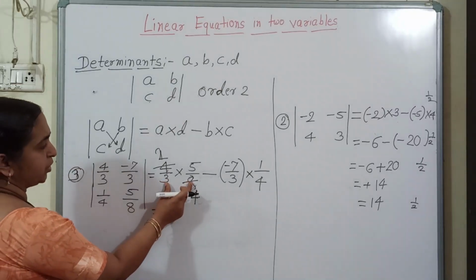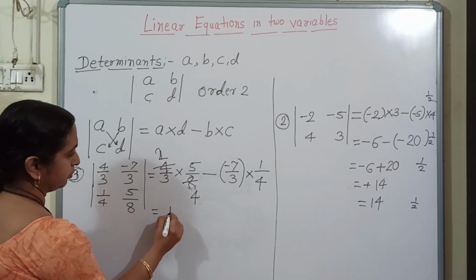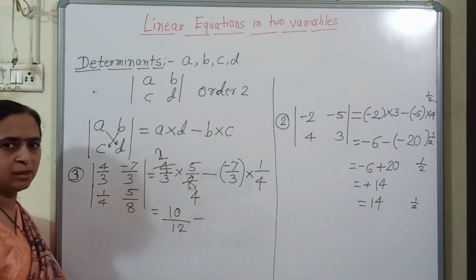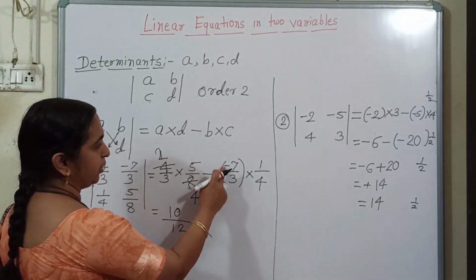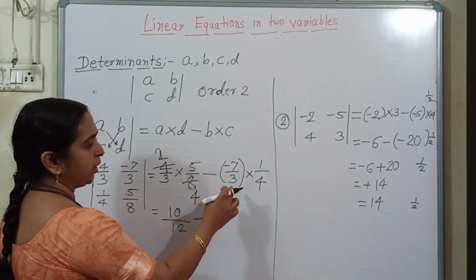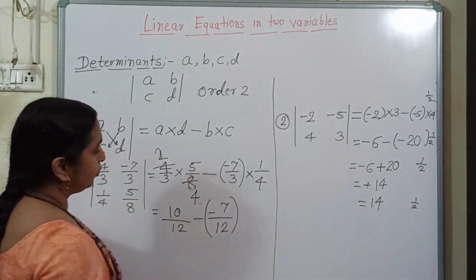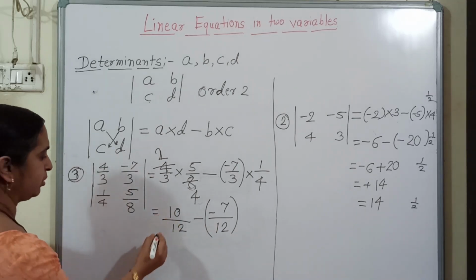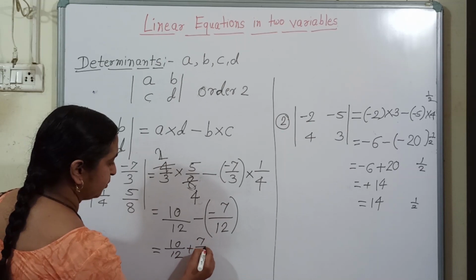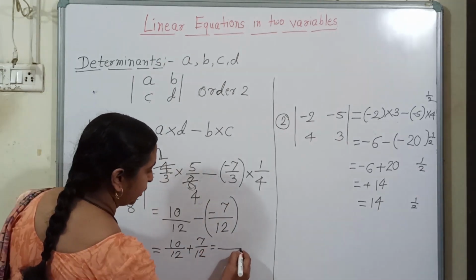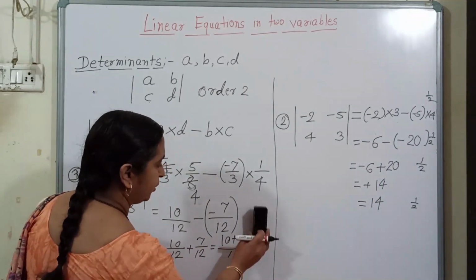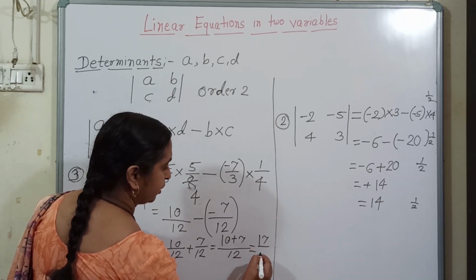Now product of these two fractions, numerator into numerator, 5 into 2, 10, divided by 3 into 4, 12. This minus sign as it is. Again we consider bracket, negative number into positive number, minus sign, 7 into 1, 7, divided by 3 into 4, 12. Now here both the fractions have equal denominator, and so it is easy. Now 10 upon 12, minus minus becomes plus, 7 by 12. Here we write common denominator first, 12, and then addition of numerators, 10 plus 7. And finally answer is 10 plus 7, 17 upon 12.